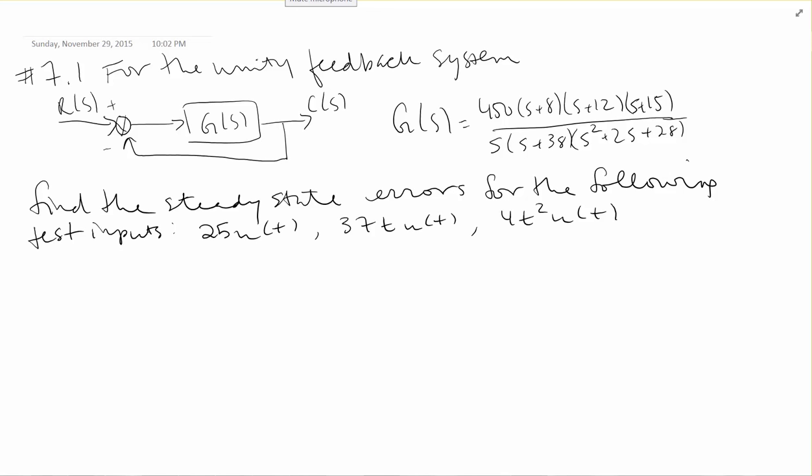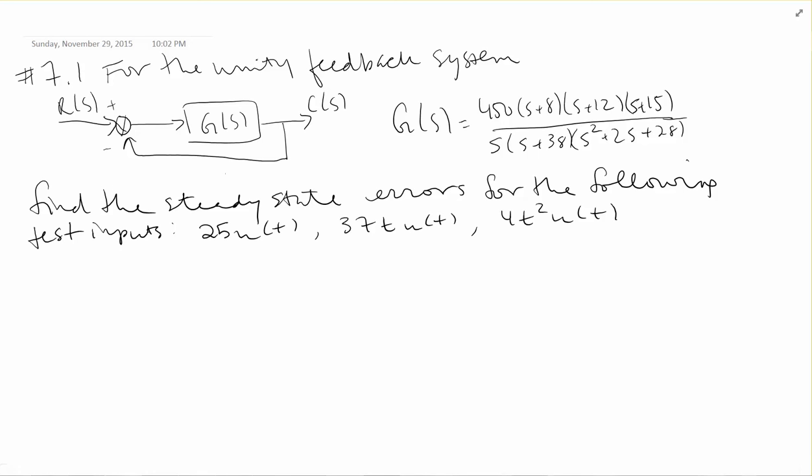This is problem 7.1 that we started in class last week, and this is going to be the completion of it. Actually, we'll work through the whole thing, even though we already did part A. Basically, what's given is a unity feedback system. You can see that here.